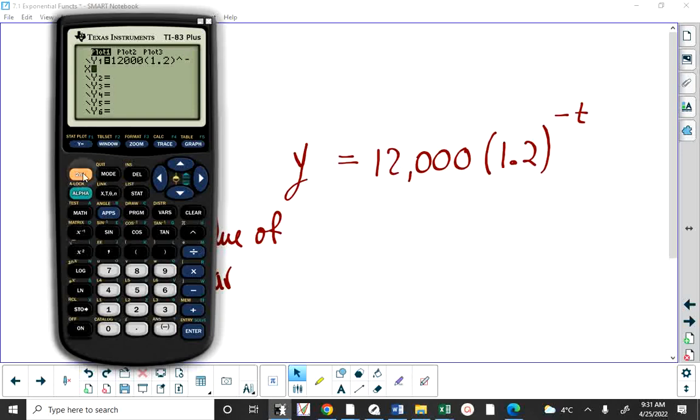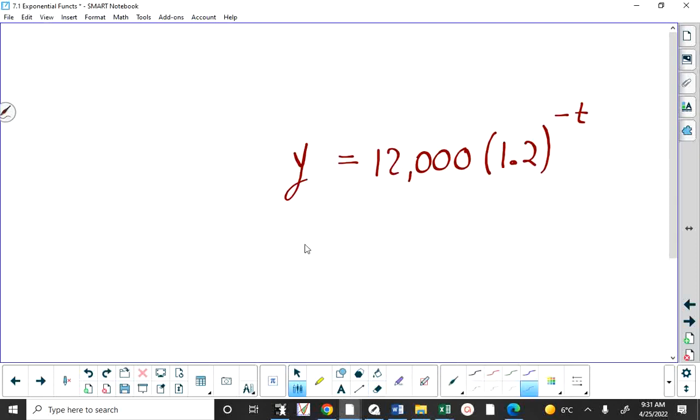If I set up my table to start at 0 and go up by 1, if this is following exponential decline or decay, the value of the car should be decreasing, right? And if I go to my table, you can see that the value of the car is decreasing. And it's because of that negative exponent. And I want to show you a different way that we could write this equation. I could write this as y equals 12,000 times 1.2 to the negative 1 to the t.